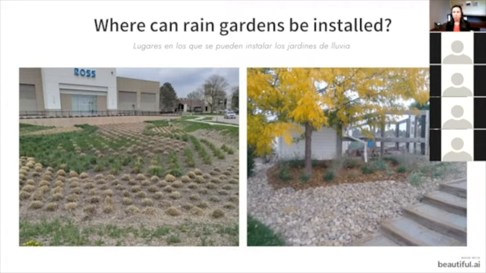And then the picture on the right is one of my home rain gardens. So when talking about rain gardens, this isn't something that just municipalities can do. Anyone can install them. It's an effective stormwater control measure no matter what. You're also saving water at the residential scale or on the commercial scale.